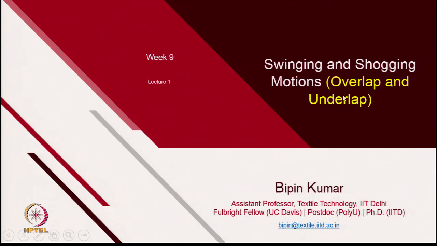In this particular lecture, the topic is swinging and shogging motion, and in shogging motion we are going to describe overlap and underlap. In most of the warp knitted structures which you will encounter in daily routine, whenever they are produced on these machines, swinging and shogging motions are actually responsible for making the loop in the warp knit structures. So if you understand swinging and shogging motion carefully, then you would be able to analyze any warp knitted structures which you will encounter in life.